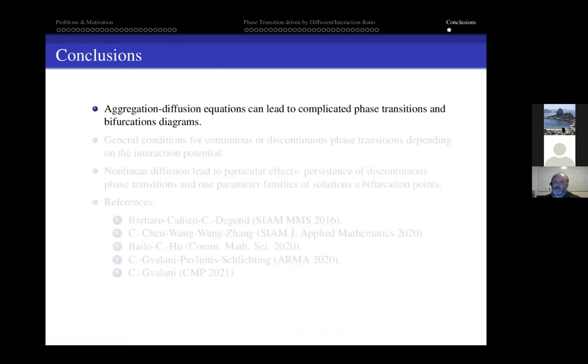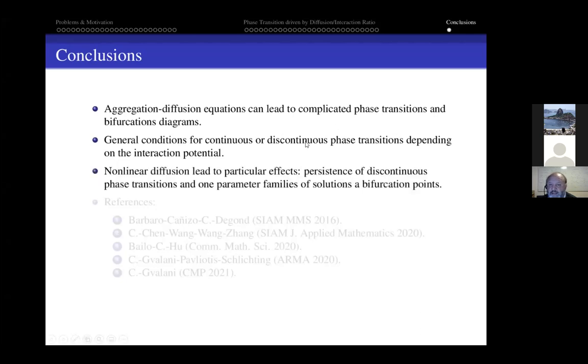So I'm going to conclude. I hope that I convinced you that these aggregation diffusion equations, despite their simplicity to be written, can lead to complicated phase transitions and bifurcation diagrams. We gave some general conditions for continuous or discontinuous phase transition depending on the interaction potential, and nonlinear diffusions lead to the persistence of these discontinuous phase transitions with respect to the case of linear diffusion.